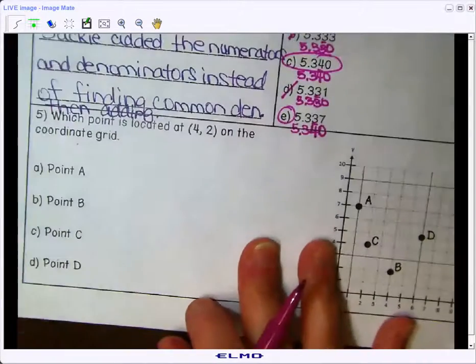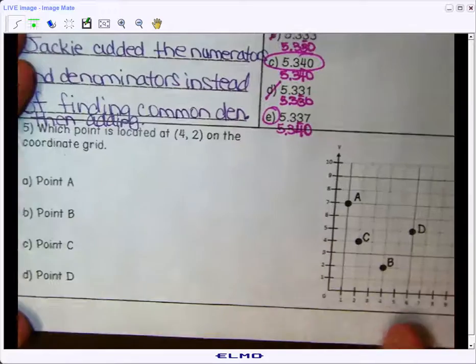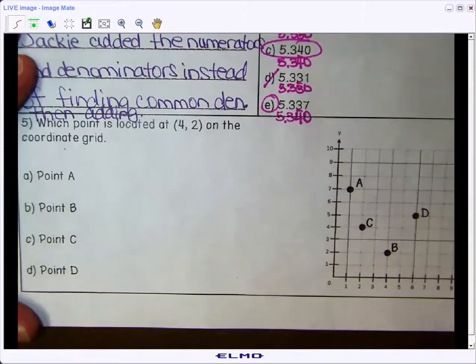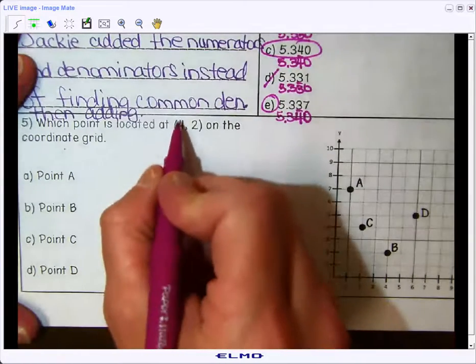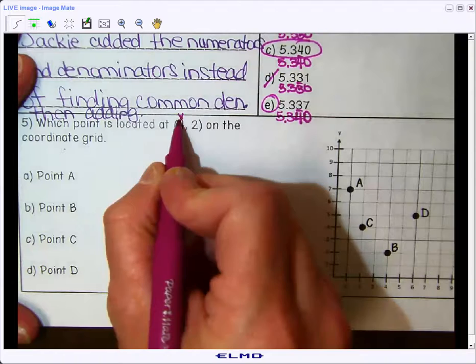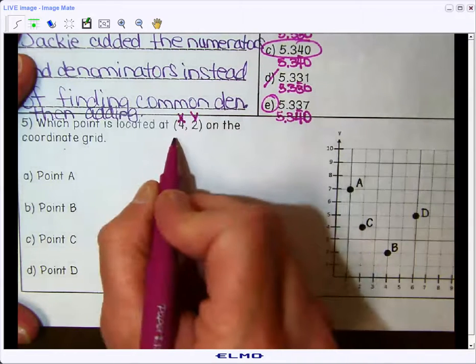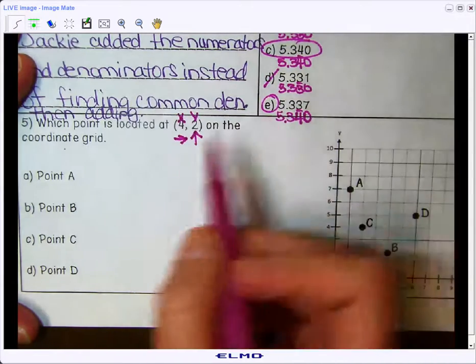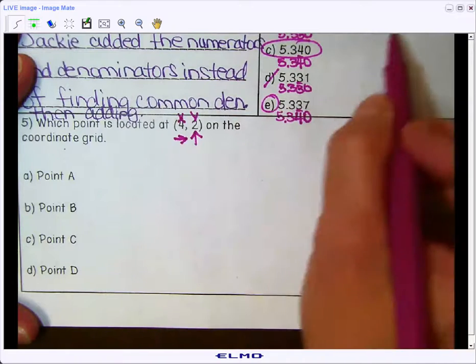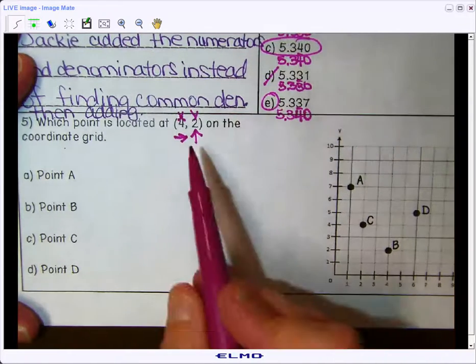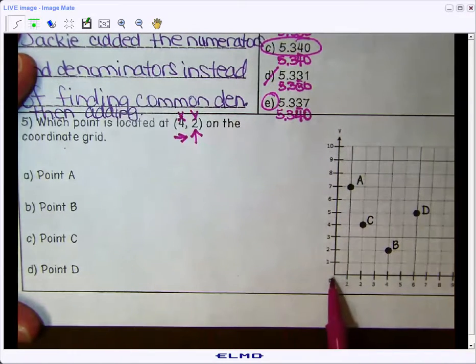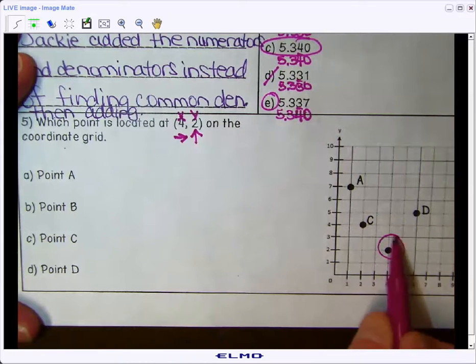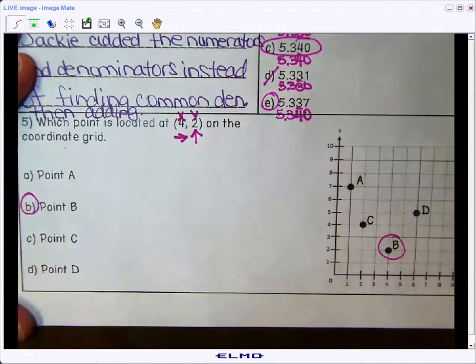Which point is located at 4, 2 on the coordinate grid? So remember, this is the X value, and this is the Y value. And we always go over, then up, always, just like the airplane going down the runway and then taking off. So we're looking at 4. So we go from the origin over 4 and then up 2. And we clearly see that point B is at 4, 2.